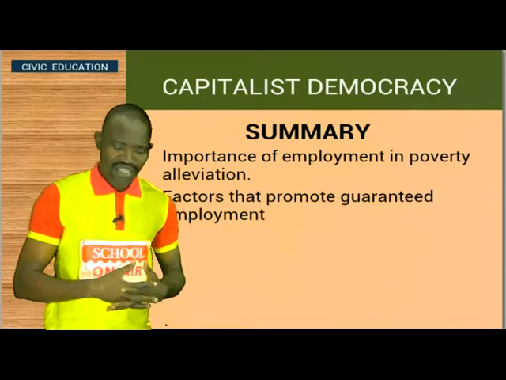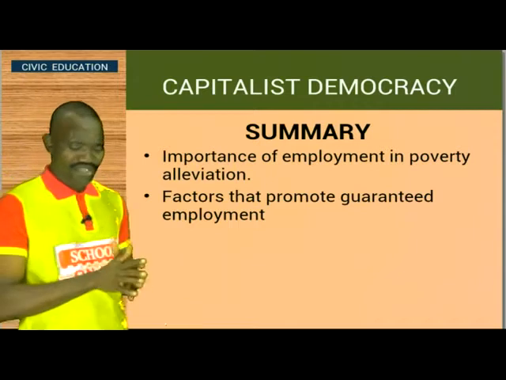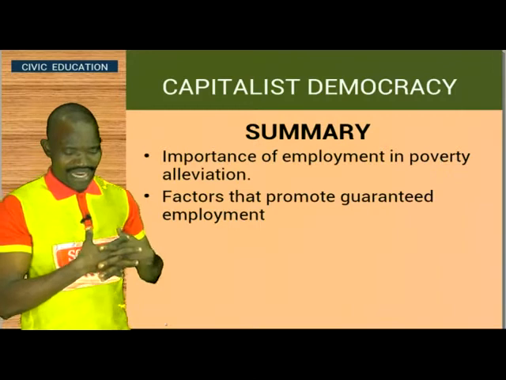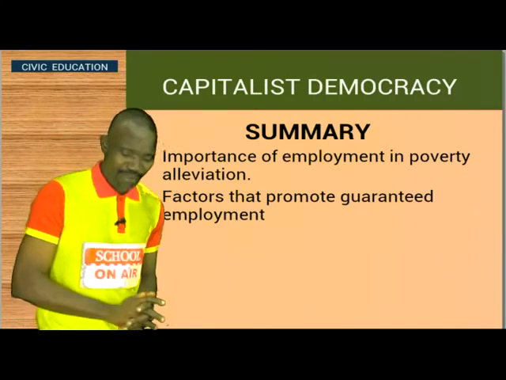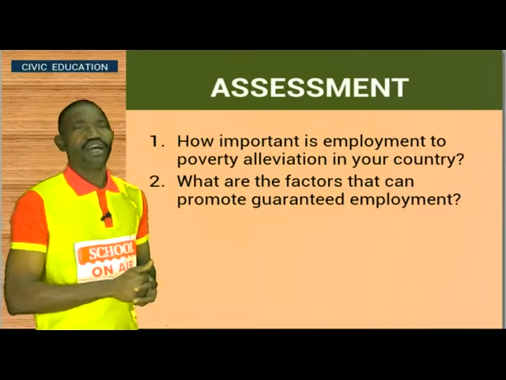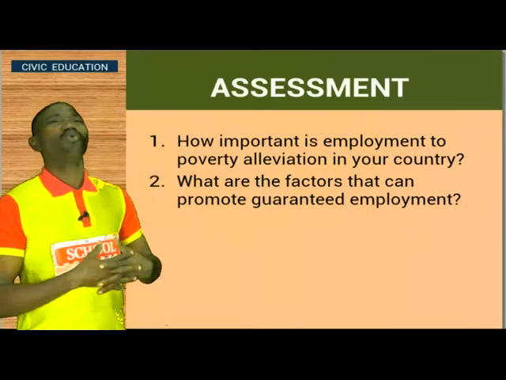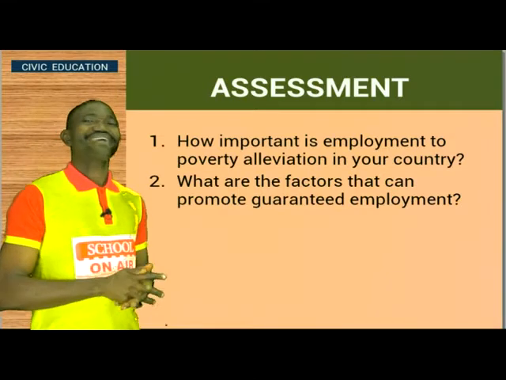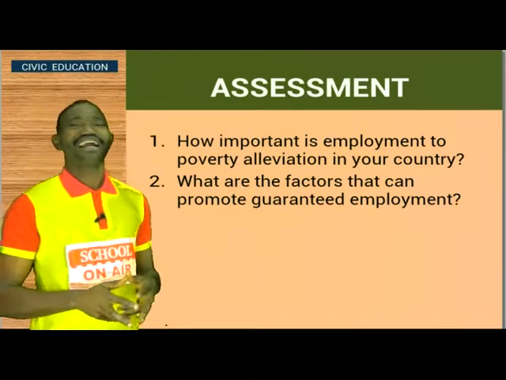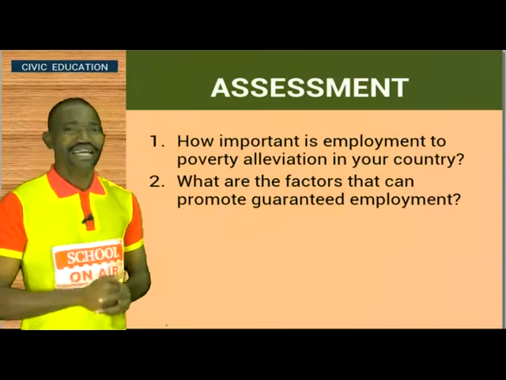What have you learned, student? We've been talking about the importance of employment in poverty alleviation. We also talk about factors that can promote guaranteed employment. We talk about conducive environment. We talk about access to raw materials. Talk about access to credit facilities. These are factors that can promote guaranteed employment.